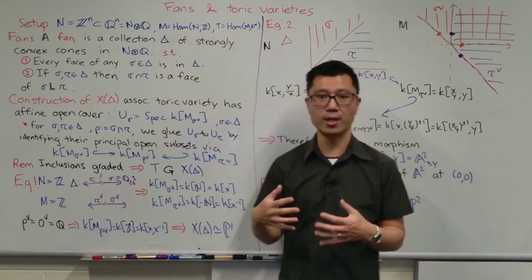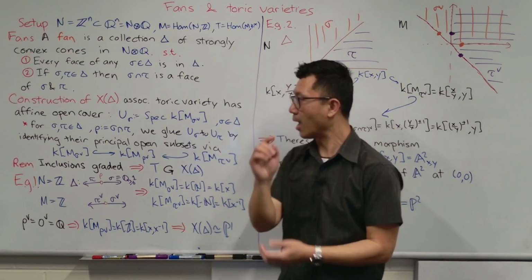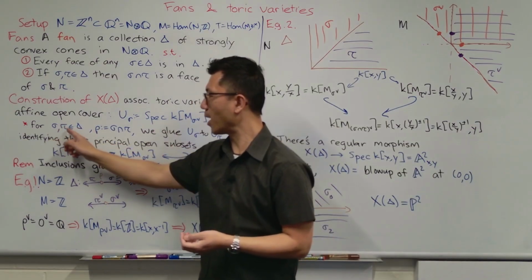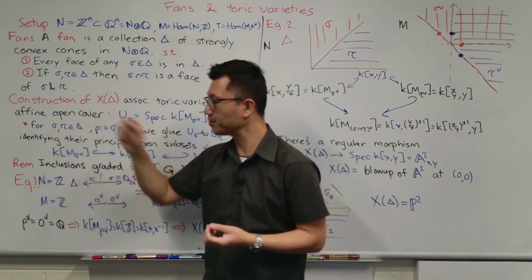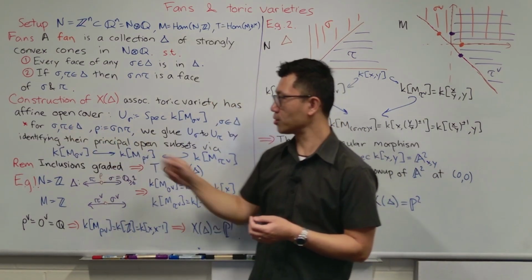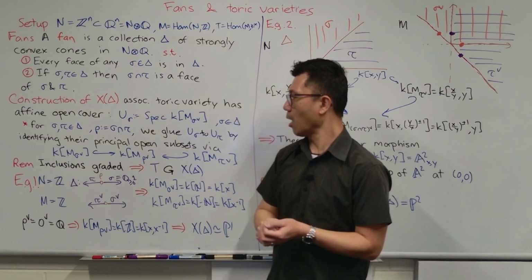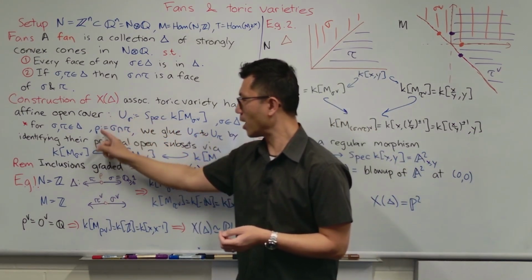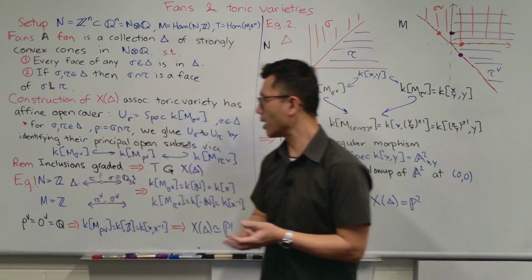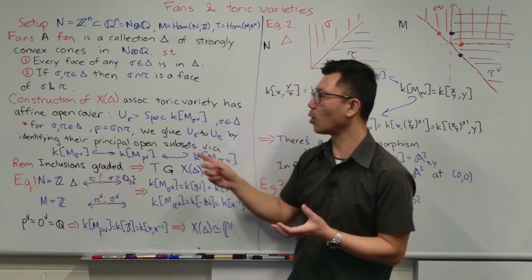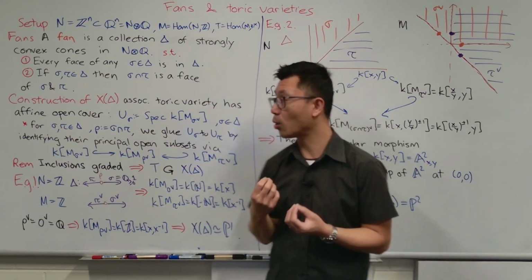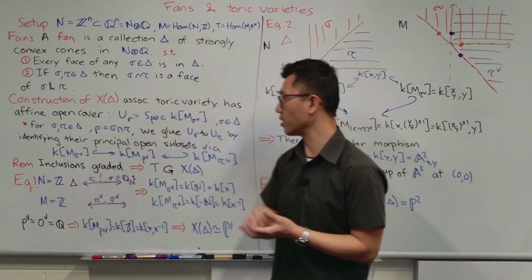And the next thing that we need to do is know how we glue these together. So suppose we have a sigma and a tau. They're two cones inside our fan. We're going to look at the intersection of these two cones, and we'll call that rho. What we're going to do is firstly realize that this rho, because it's the intersection of these two cones and a face of each of sigma and tau, is going to correspond to a principal open subset of the U sigma and the U tau.